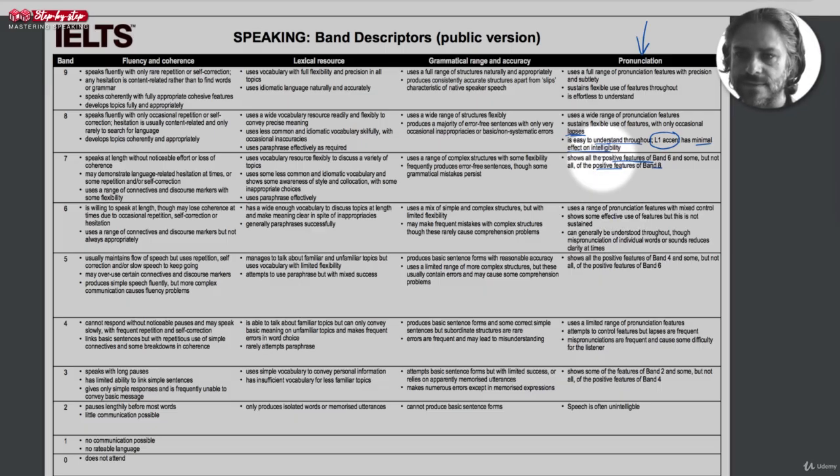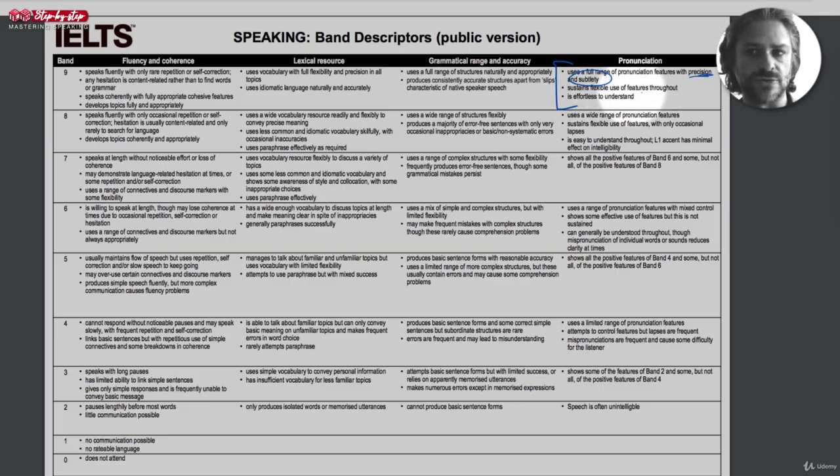Okay, let's look at this last one. Number 9 uses a full range of pronunciation features with precision and subtlety. Subtlety means it doesn't sound or doesn't look like you are trying to use this feature. You just use it without thinking about it, and a person who's listening doesn't notice that you're doing it. So that's subtle, and it's correct precision.